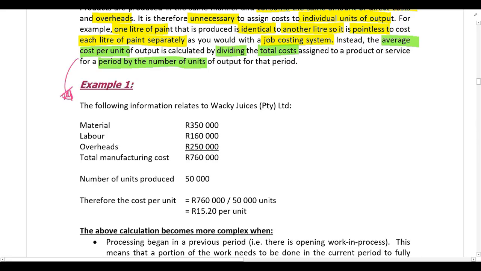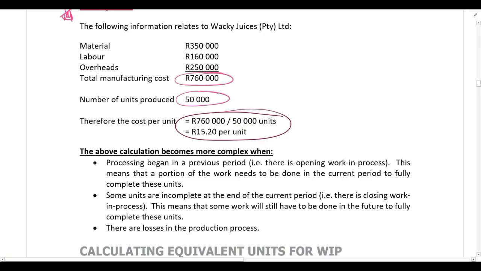The following information relates to Wacky Juices Pty Limited. I've given you the material, labor, and overhead costs. So we have a total manufacturing cost of 760,000 Rand. And during the period, they expect to produce 50,000 units. So I said to you, all we're going to do with process costing is work out an average cost per unit. So process costing is the easiest section you're ever going to see in management accounting because look, that's how we cost our products. Right. And you get an average cost per unit.